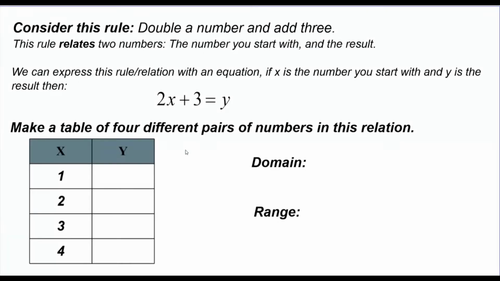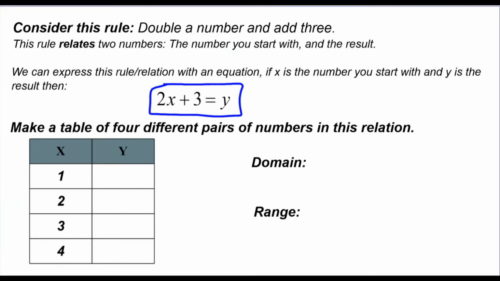So consider this rule: double a number and add 3. Okay, this rule relates to numbers, the number you start with and the result, what you end with. So we can express this rule or relation with an equation. If x is the number you start with and y is the result, then we get this equation: 2x plus 3 equals y, or 2 times x plus 3 equals y. Okay, so I can take any number, x, double it and add 3 to get my result, or y. So this relationship between these two numbers is expressed as an equation.